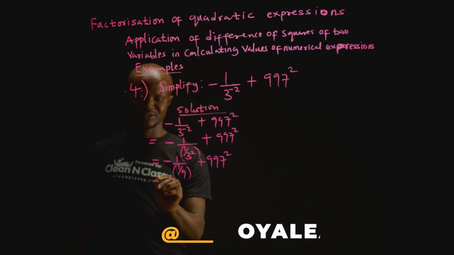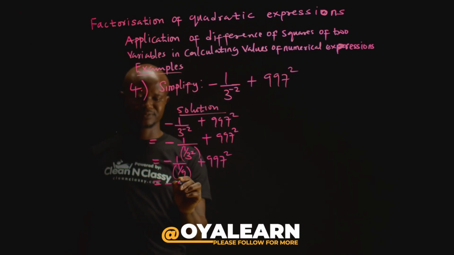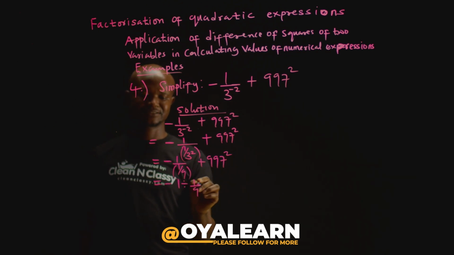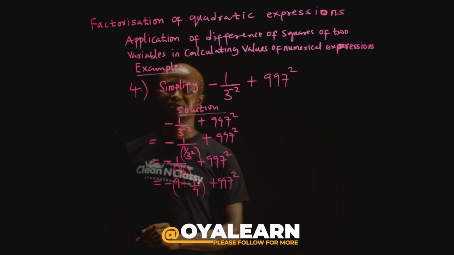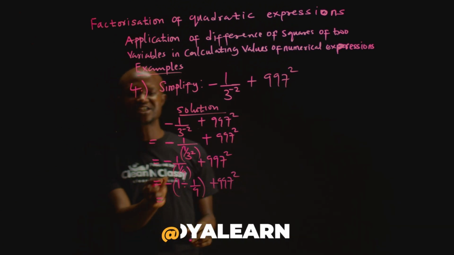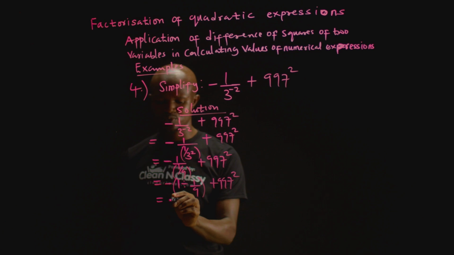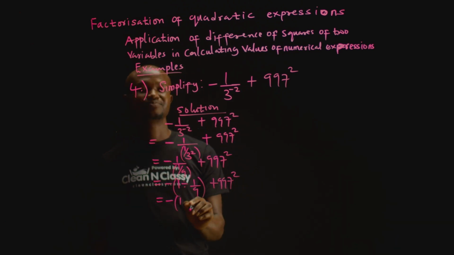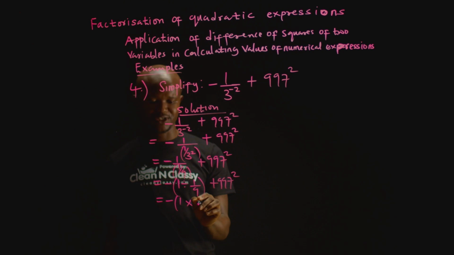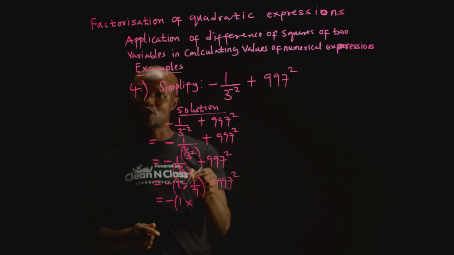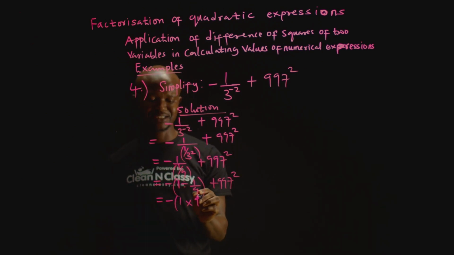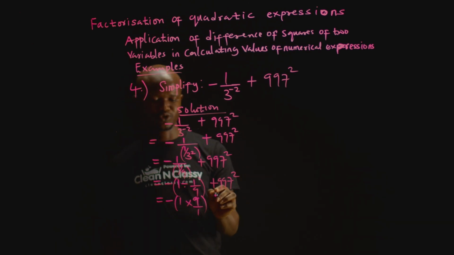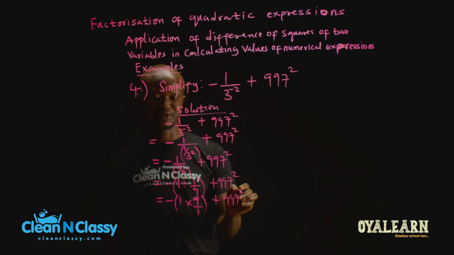So in this case, we can now simplify further to have this as 1 divided by 1 over 9 plus 997 raised to the power of 2. I've changed the division line to a division symbol. So we can have this as 1 times, changing division to multiplication, the denominator will become the numerator and the numerator will become the denominator. So we have 9 divided by 1, plus 997 raised to the power of 2.